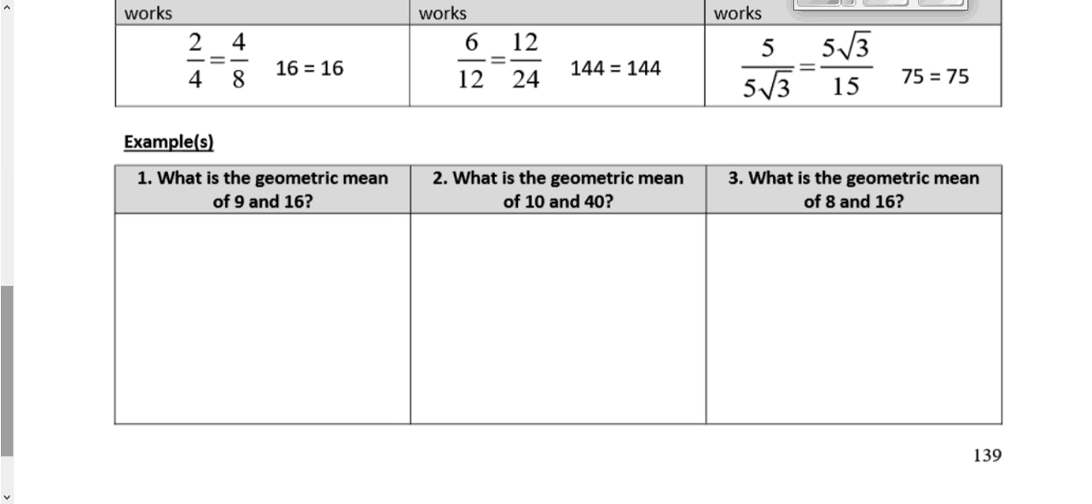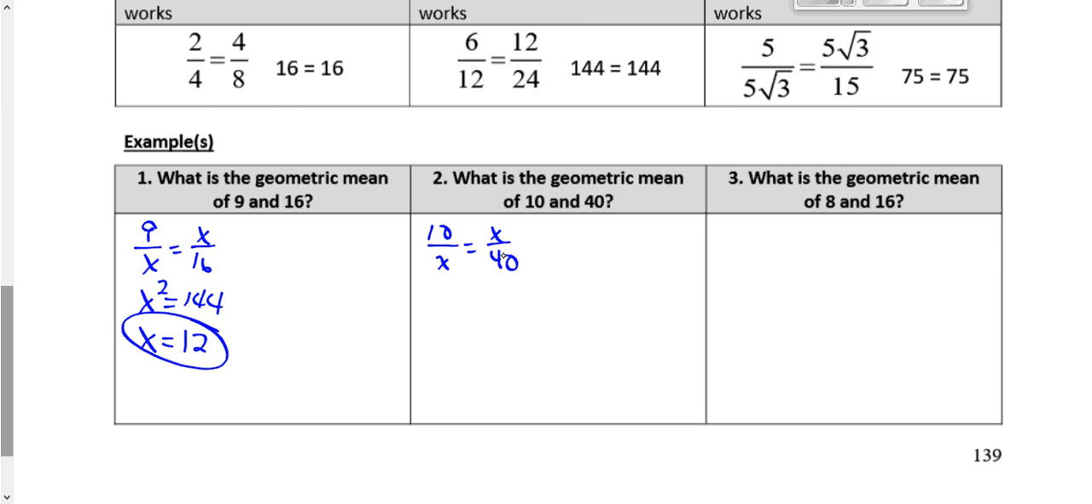Anybody get the first one? Good, x equals 12. So you did this, hopefully: 9 over x equals x over 16, x squared equals 144, take the square root of both sides, x equals 12. How about the second one? You get that yet? 20, yeah. All we do is 10 over x equals x over 40, x squared equals 400. The geometric mean is 20. What's the square root of 400?